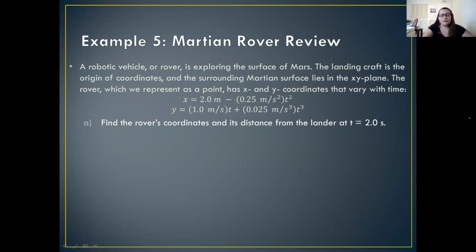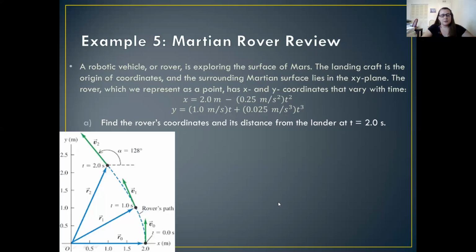And from that, we need to find the rover's coordinates and its distance from the lander at a time of 2 seconds. So what's happening here is we are basically taking a bird's eye view, so an overhead look at this rover.